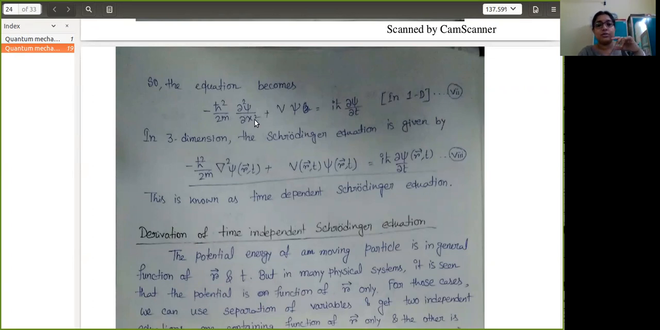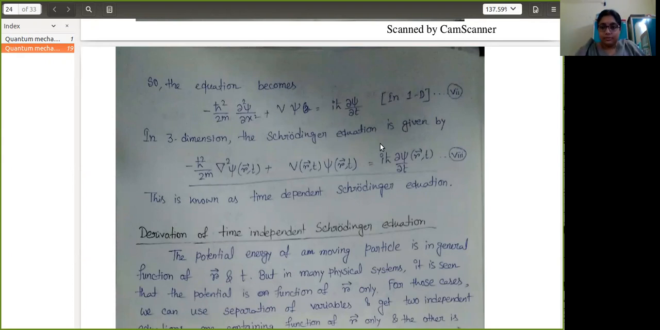The ∂²/∂x² will be replaced by the Laplacian, and ψ will be replaced by ψ(r,t), the function of position r and t. V will be replaced by V(r,t). So the equation will look like this: minus ħ² by 2m Laplacian ψ(r,t) plus V(r,t) times ψ(r,t) equals iħ ∂ψ/∂t, function of r and t. So this is known as the time dependent Schrodinger equation.